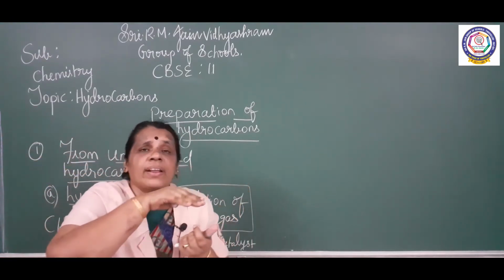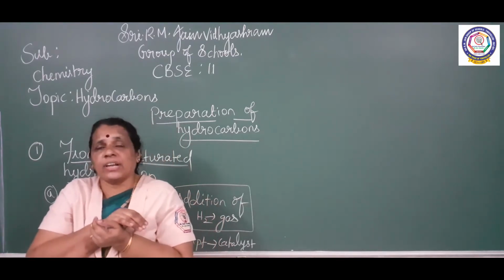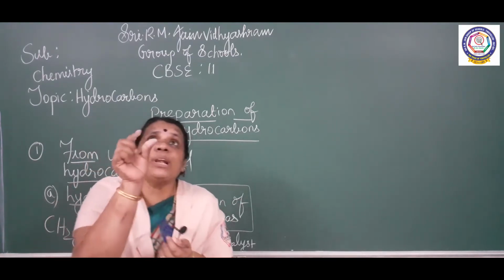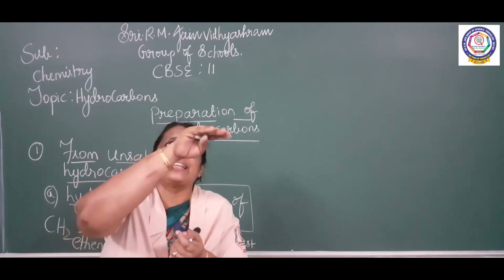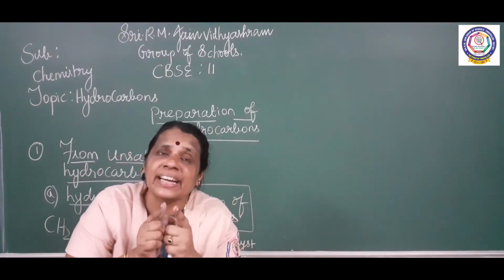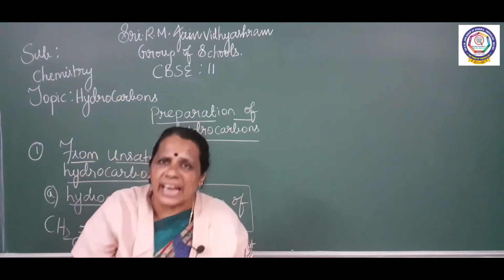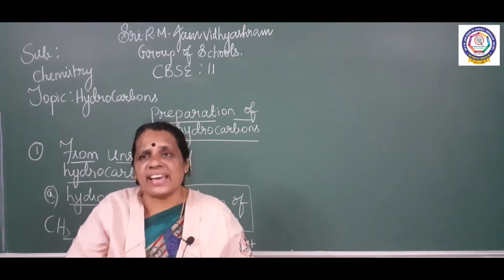When you move to 12th standard, you will study surface chemistry. There I will tell you about adsorption. That is the accumulation of a substance at the surface. So here hydrogen gas gets accumulated at the surface of the catalyst. What is the catalyst here? Either palladium or platinum is used as a catalyst.